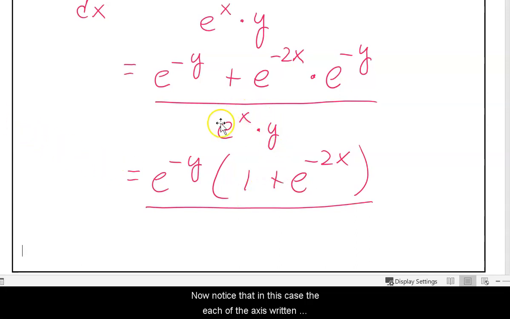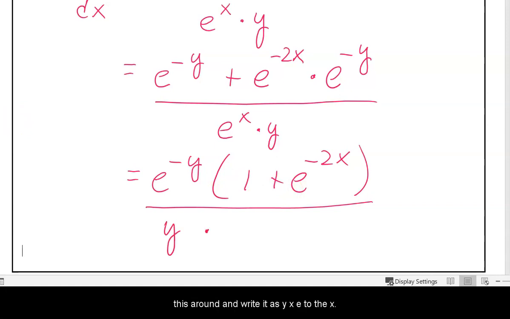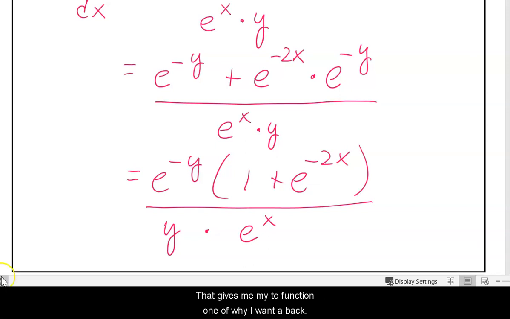Now, notice that in this case, the e to the x is written first and the y second. But when I look at these factors in the numerator, the one related to y is written at the beginning and the one related to x is at the end. Since multiplication is commutative, let's just turn this around and write it as y times e to the x. That gives me my two functions, one of y and one of x. To emphasize this, we'll write them separately.